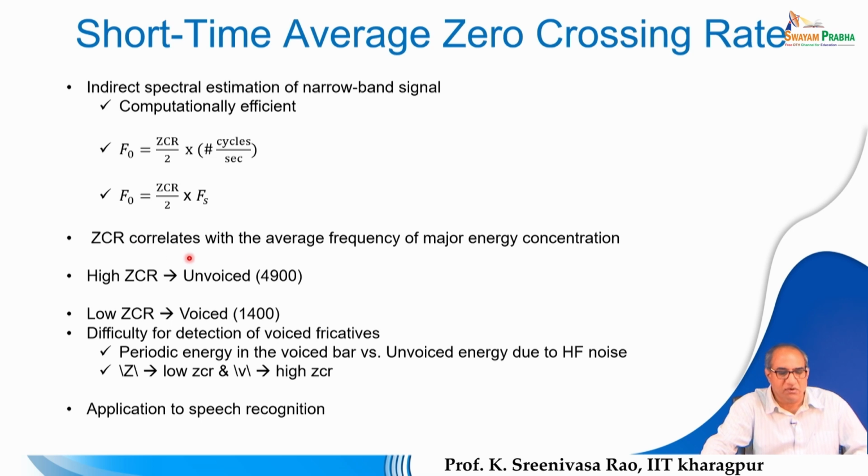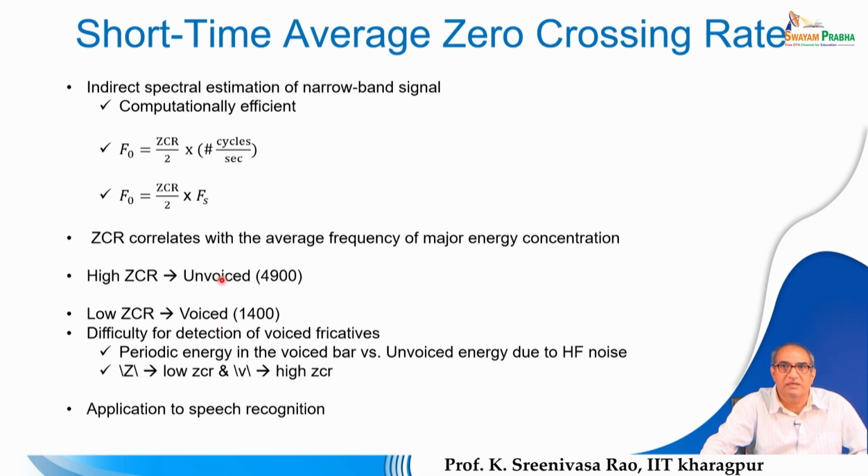As we know, the ZCR correlates with the average frequency of major energy concentration, because the speech signal is a wideband signal, with frequency components ranging from low frequency up to 4 kilohertz or higher. Here, the ZCR provides the frequency where the dominant energy is concentrated. So, if you get a higher ZCR, it indicates that the energy is concentrated at a higher frequency, and if the ZCR is low, the energy is concentrated at low frequency regions.